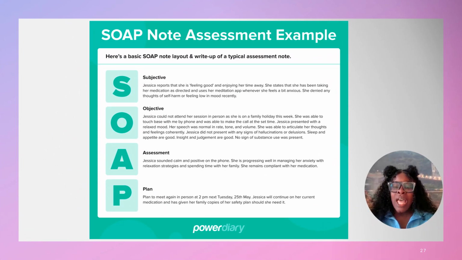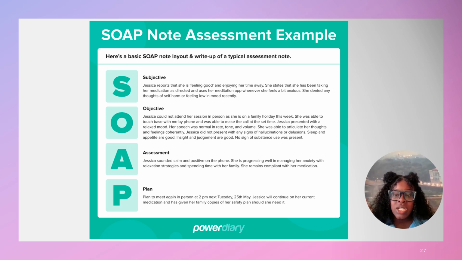Let's take a look at this SOAP note example provided by Power Diary. Subjective: Jessica reports that she is feeling good and enjoying her time away. She states that she has been taking her medication as directed and uses her meditation app whenever she feels a bit anxious. She denied any thoughts of self-harm or feeling low in mood recently. Objective: Jessica could not attend her session in person as she is on a family holiday this week. She was able to touch bases with me via phone and was able to make the call at the set time. Jessica presented with a relaxed mood.